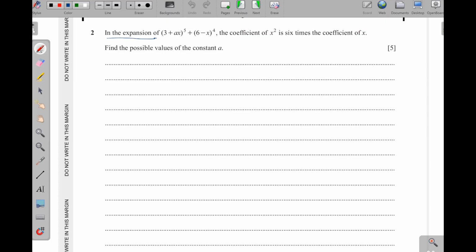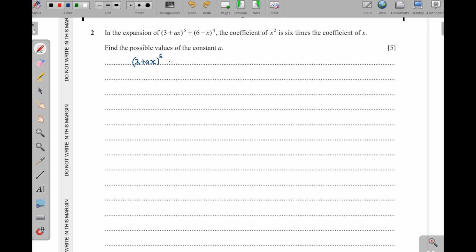In the expansion of (3 plus ax) to the power of 5 plus (6 minus x) to the power of 4, the coefficient of x squared is 6 times the coefficient of x. Find the possible values of a. Now, when we have this (3 plus ax) to the power of 5, they said coefficient of x squared. So we shall need the term in x squared here, plus the term in x squared here. Then we also get the term in x here, and also the term in x here, and we add them because it is addition.